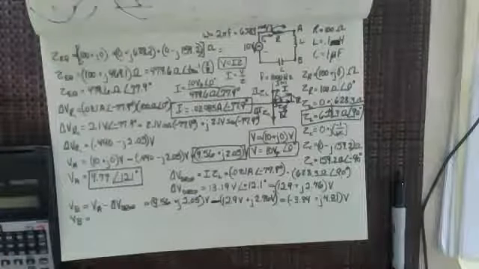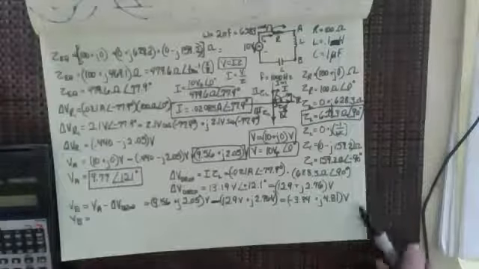So I would have 3.34 squared plus 4.81 squared, taken to the square root, and that gives me 5.85. 5.85 volts.